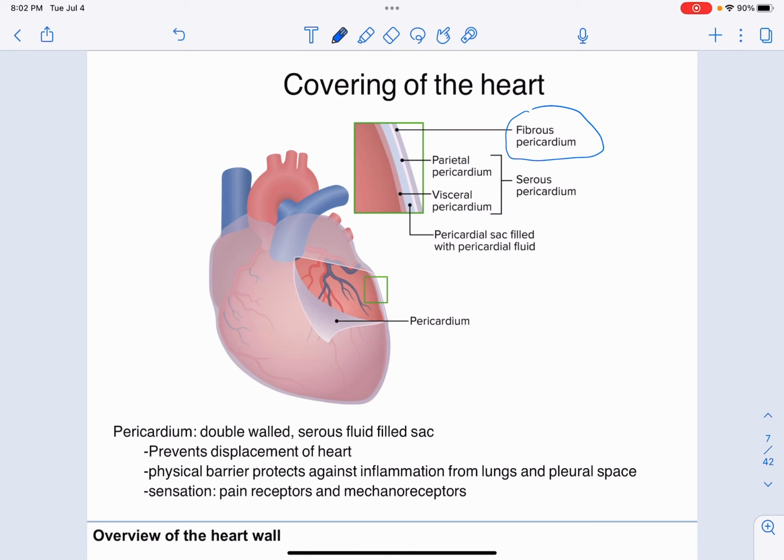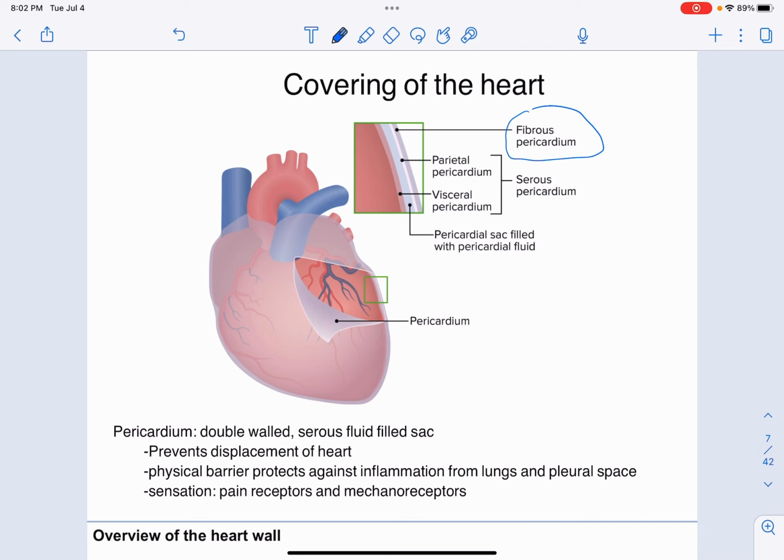So you're not going to see this, but this is a very tough outer layer, a fibrous layer. You can think of it like duct tape. It protects and anchors the heart to surrounding structures, and it also prevents it from overfilling, so that the heart cannot expand further than this fibrous pericardium. It's kind of like the walls of a classroom. So again, that is the tough outer layer that you're going to see.